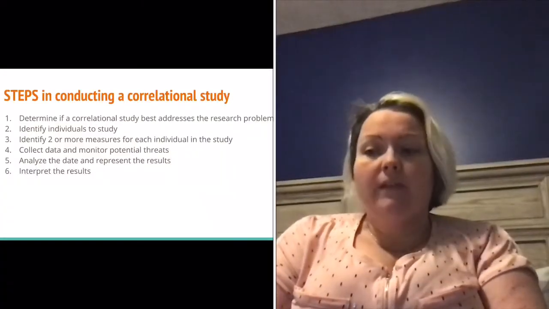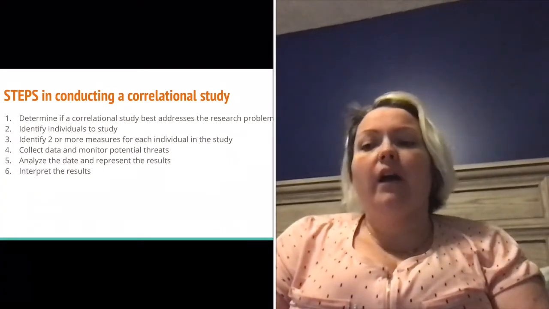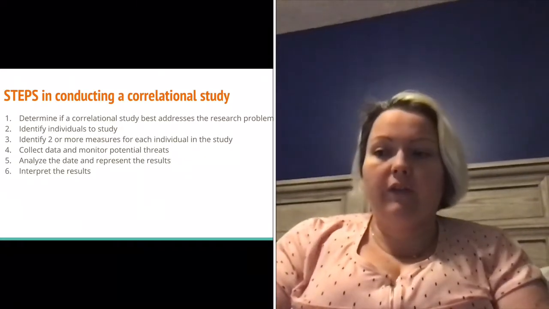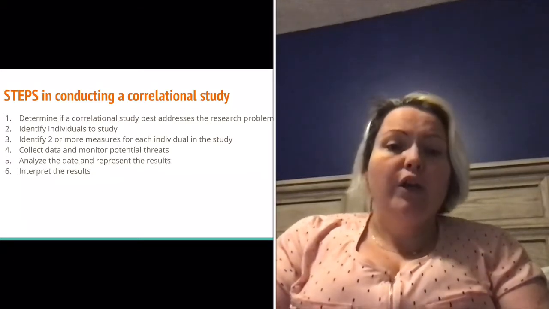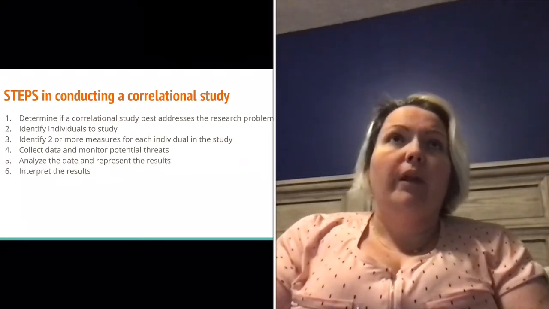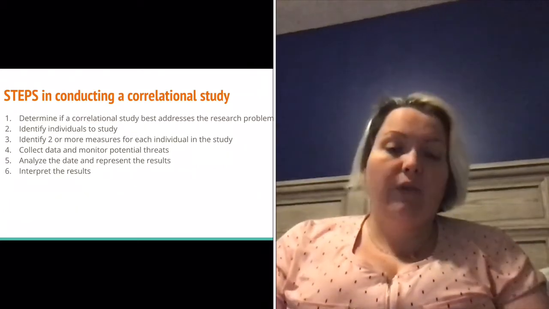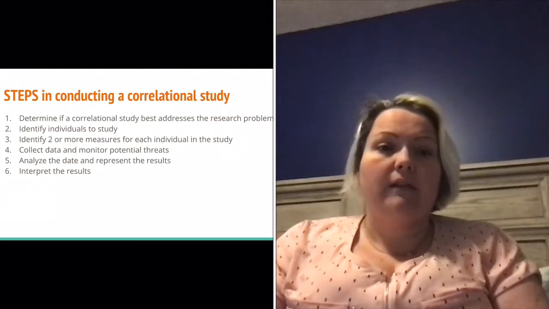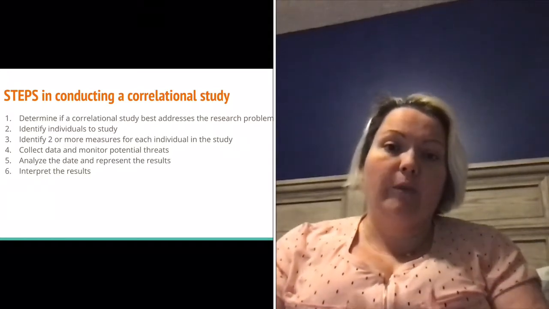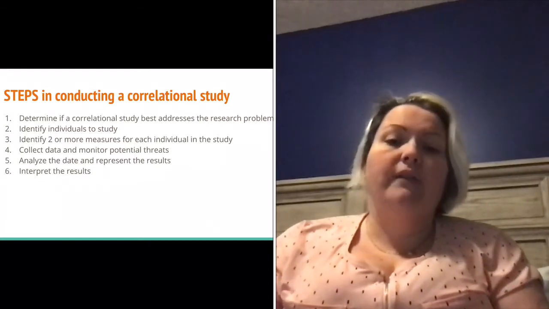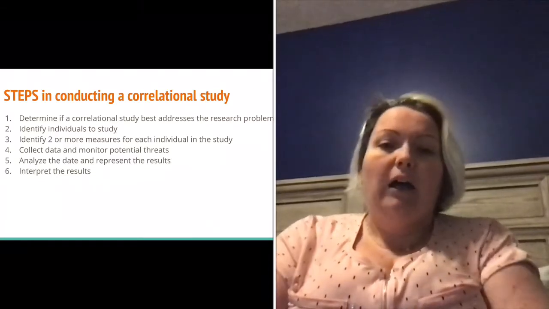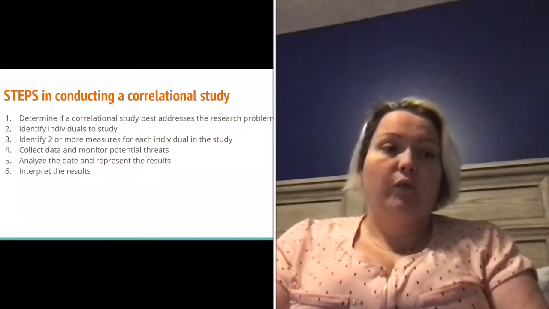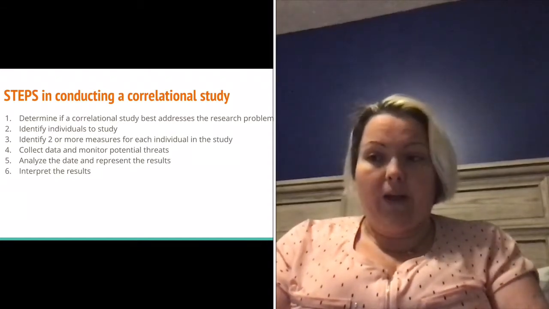Next, we'll talk about the steps in conducting a correlational study. There are 6 different ones. The first one is that we determine if a correlational study is best suited to research the problem. In order to use a correlational study, you would need at least 2 things to compare to one another. So in our example, we are saying that the amount of cats you have determines how much money you spend. So those are 2 things that we felt would work in this circumstance, and we felt that correlational research would represent the best for that.